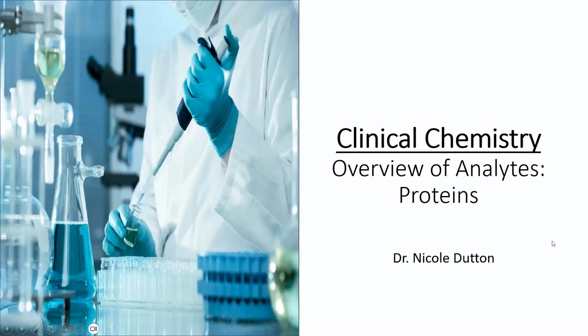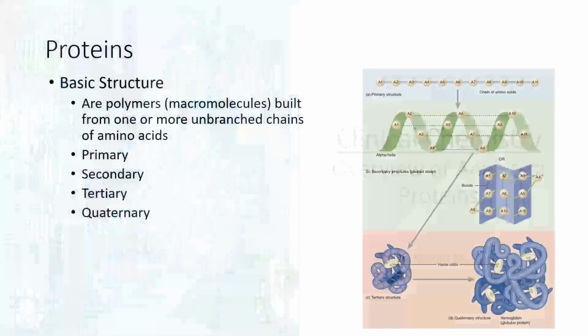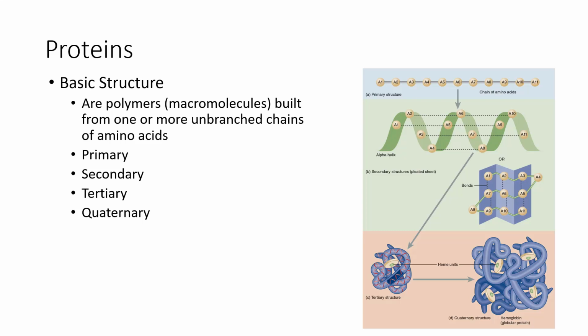Overview of analytes, proteins. So the basic structure of proteins are polymers or macromolecules that are built from one or more unbranched chains of amino acids. There's a primary, secondary, tertiary, and quaternary structure to proteins, and that's depicted over here.